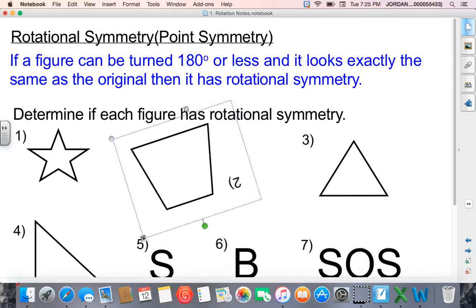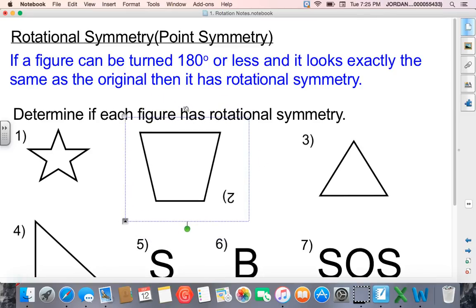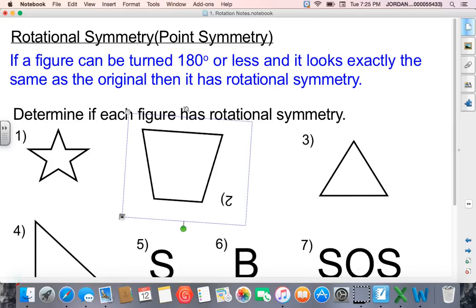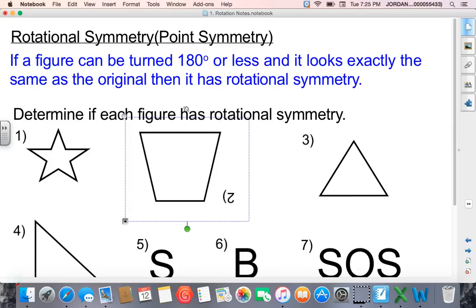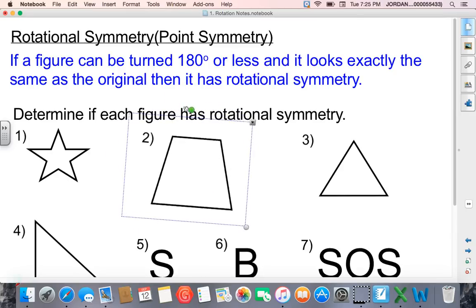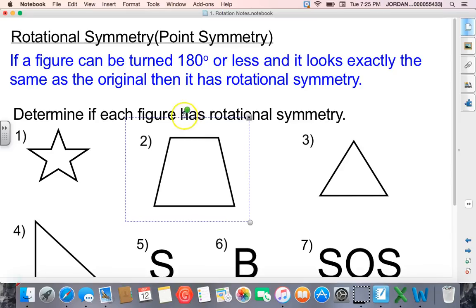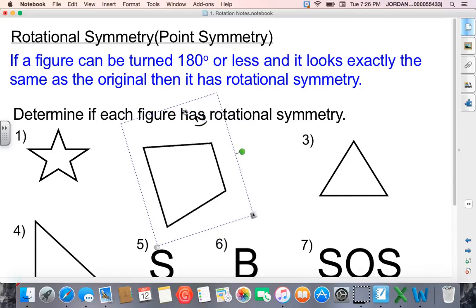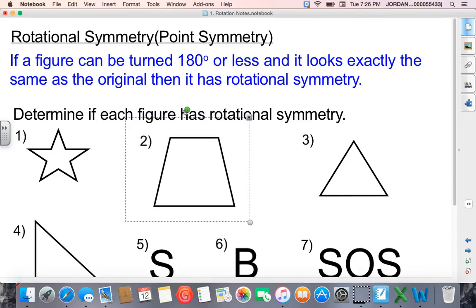If we keep going, that's 180 right there. So that's not the same either, because the top line is bigger than it was and the bottom line's smaller, because the small line was up top like that. So we wouldn't get the same shape until we went all the way around 360 degrees. So it has to be 180 or less. So this one does not have rotational symmetry. So for the star we could put yes, and for the trapezoid we could say a resounding no.